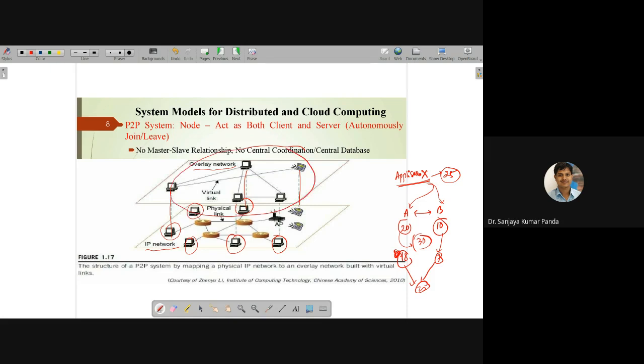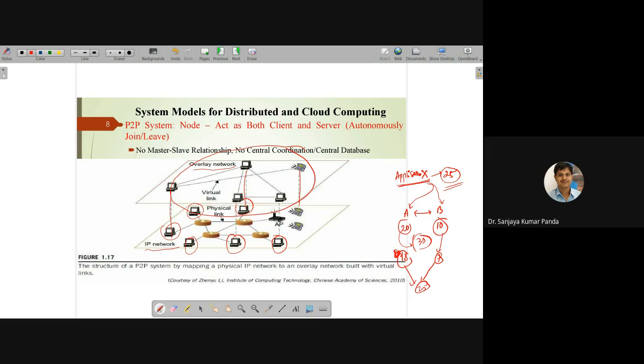Okay, overlay network is providing a virtual infrastructure to execute an application by collaborating multiple organizations. So here each and every node can act as a client or it may be a server. They can join and leave at any point of time, but at the same time you can see that it should not be below 25.